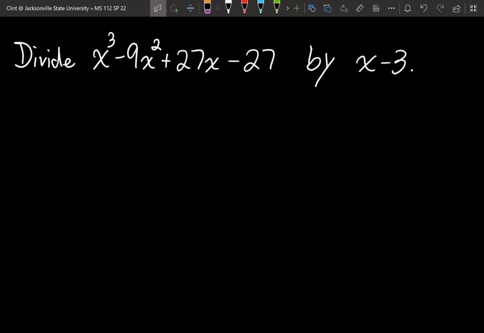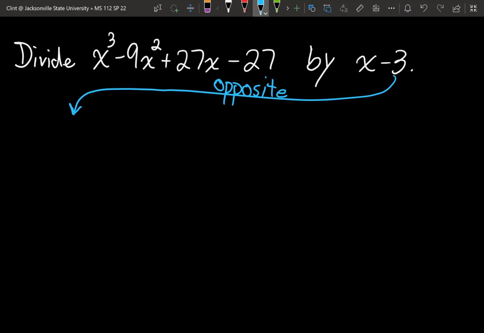So we'll do synthetic division on this one. We can do synthetic because the thing we're dividing by, our divisor, has a 1 leading coefficient. And then we just have plus or minus some number after that. So we're going to take the opposite of what's with the x. It was minus 3, so we're going to write down positive 3. And then do our little synthetic division symbol.